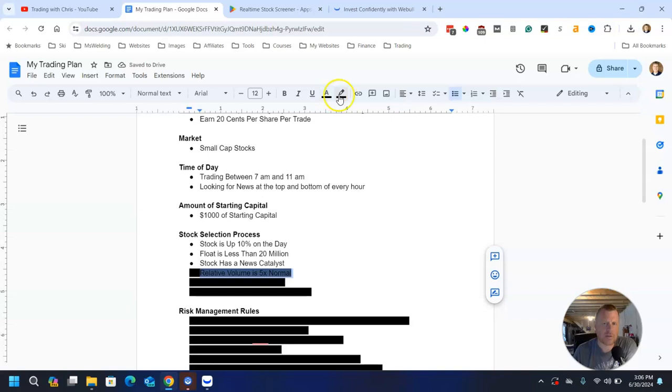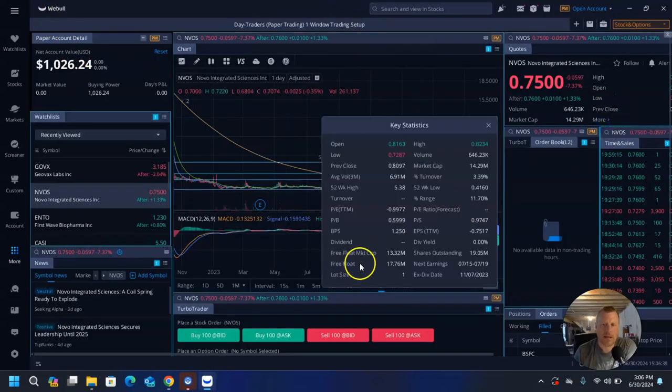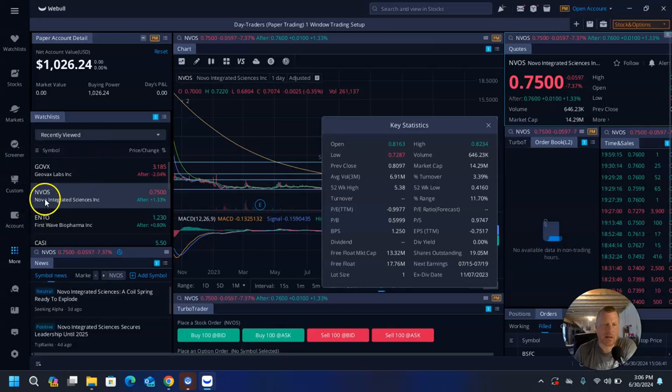Next thing we'll look at is relative volume. So relative volume is the actual volume a stock will trade at. We'll go back to my Webull account and look at that. For this stock right here, NOVS, the float is 17.6 million. But when we look at the average relative volume for this stock, it's 6.91 million. And right now, the current volume that's been traded is only 646,000. So guess what? There's not a lot of volume to push these shares up.